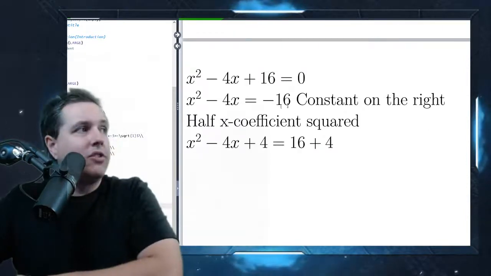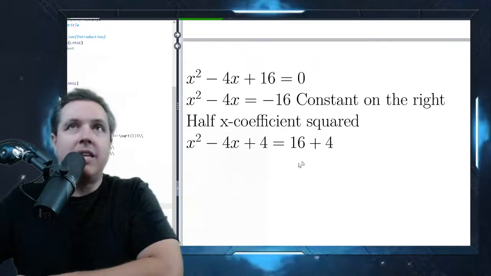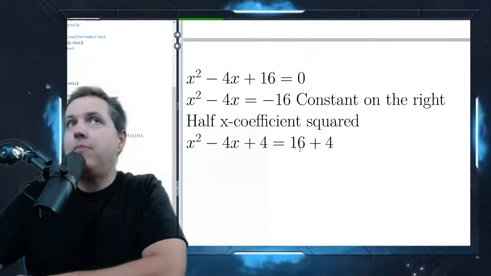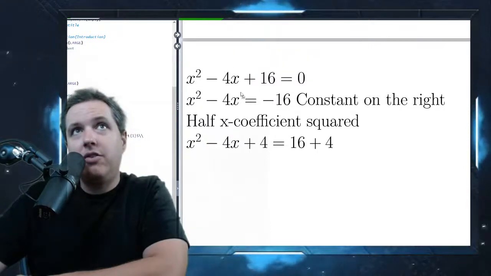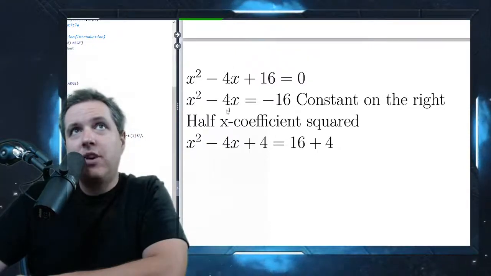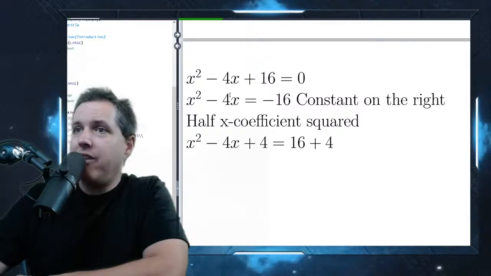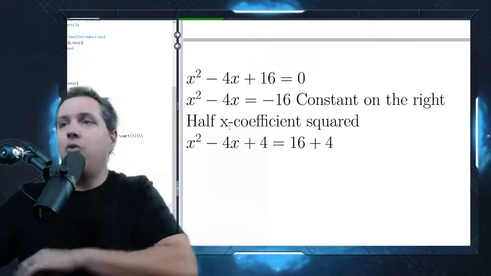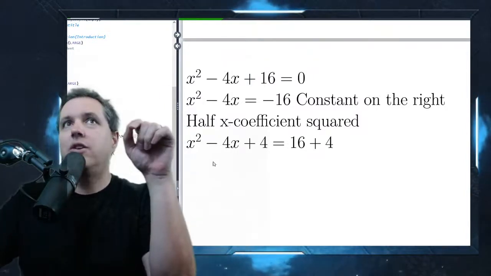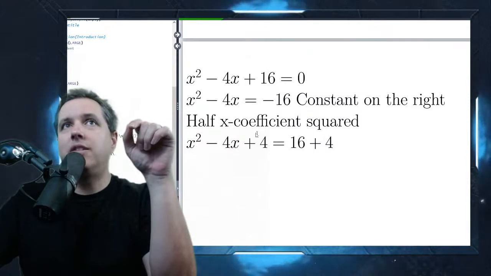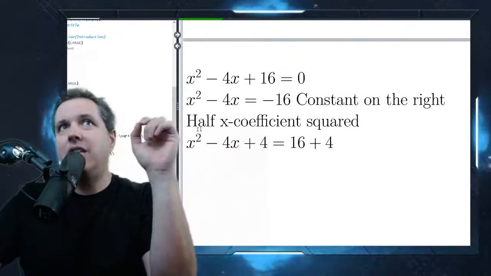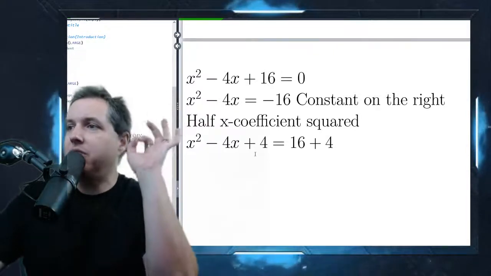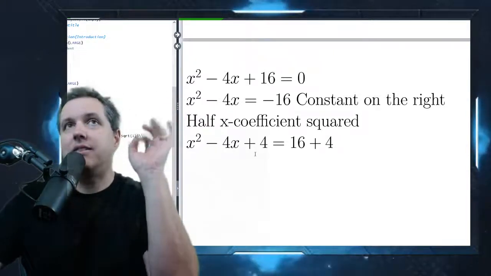Okay, do you see how I have this earlier equation, but now I've added 4 to both sides? Wait, where did 4 come from? It's half the x coefficient squared, right? So you look here at this middle x, the x term. We take the coefficient, we cut it in half, and we square it. Why does that work? Just think about how your FOIL works, right? Because we designed it this way, the thing on the left is now going to factor as a perfect square, right? So watch.